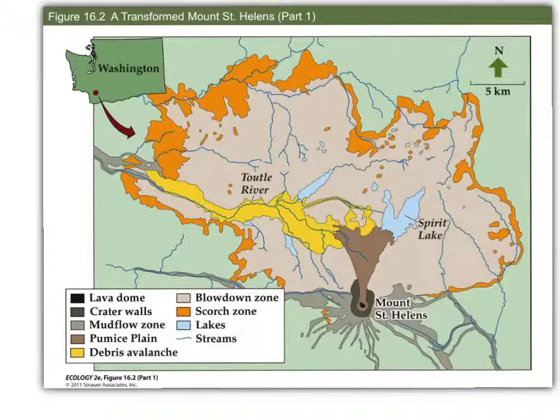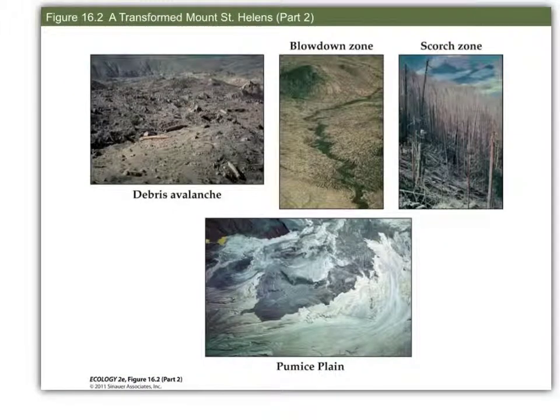And by transforming the living community into nothing that was living for a while, again, it gave us a chance to look at how organisms come back in, how they recolonize areas, and how communities change over time when they're set back to square one, or point zero. And these changes over time are what we call succession. This slide just shows some photographs of those areas that were mentioned in the previous diagram. So you can see the scorch zone, blowdown zone, debris avalanche, and the pumice plain here.